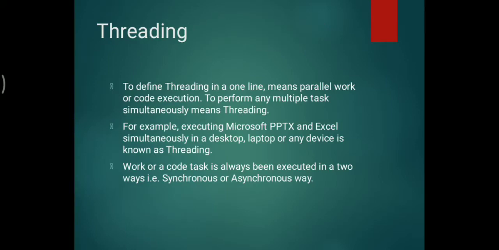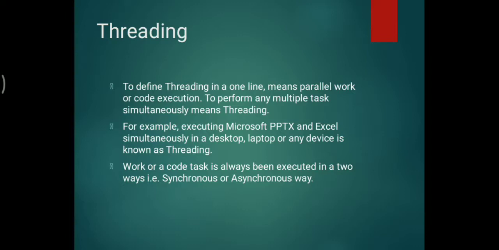Okay, threading. We have already learnt about threading, so the same definition is displayed here. Threading means parallel work, or a set of code execution, which is a thread. The work which is simultaneously executed on multiple tasks means threading. In this slide, I have given an example: PPT and Excel run simultaneously on our desktop. This is just one example. We can take several examples.